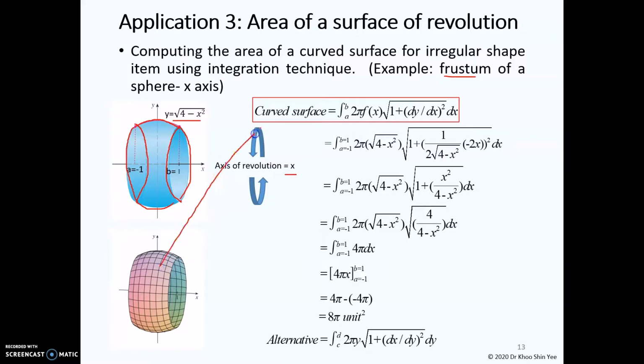To know the area of the curved surface, you need to integrate, and inside you have the circumference and also the arc length. In this case, let's say you have the circumference here. So this is the radius. The radius is equal to y or f(x) function.